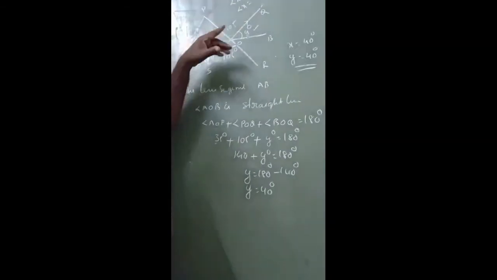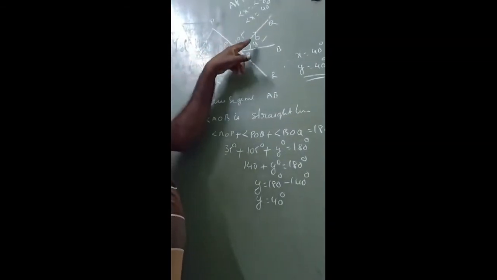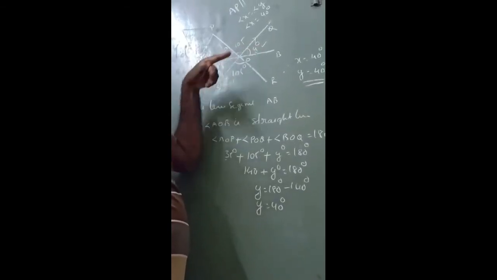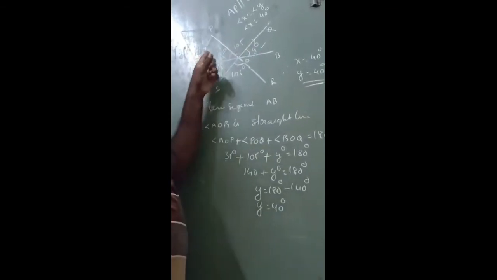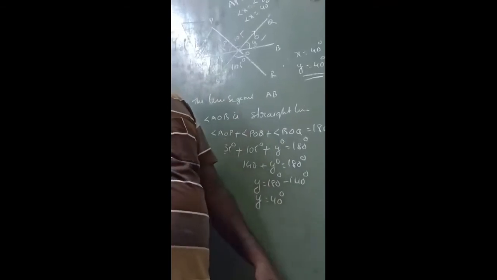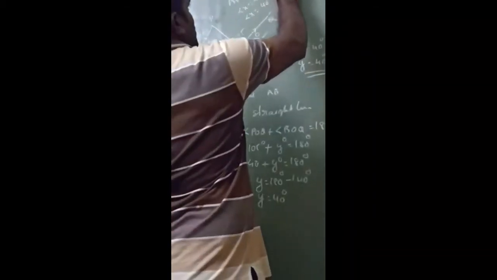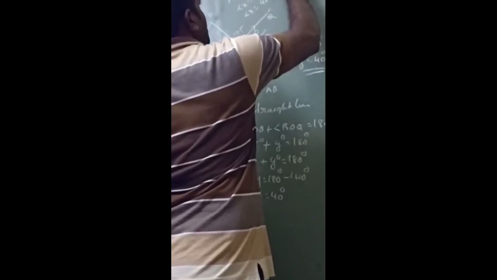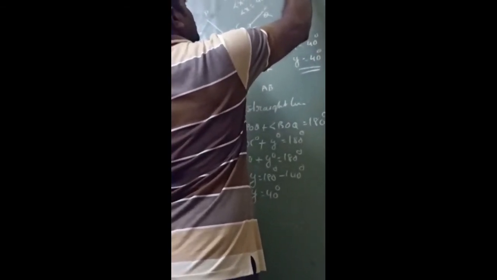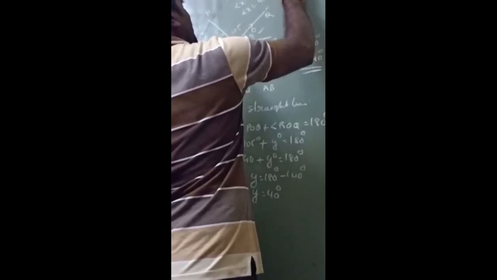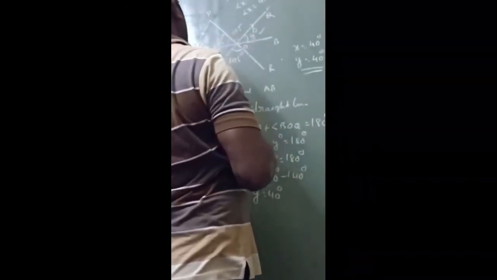These two lines are parallel, so this is interior and this is exterior, on the same side of the transversal. So these two are corresponding angles. Corresponding angles: angle x is equal to angle y. Okay?